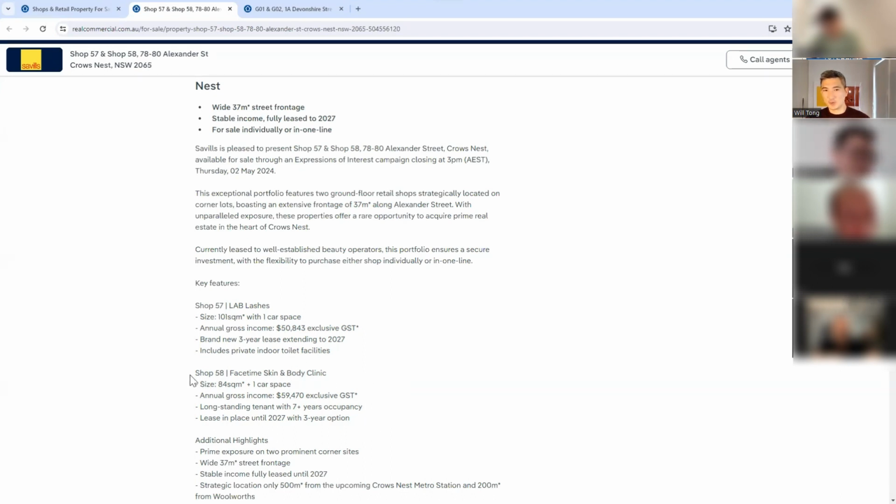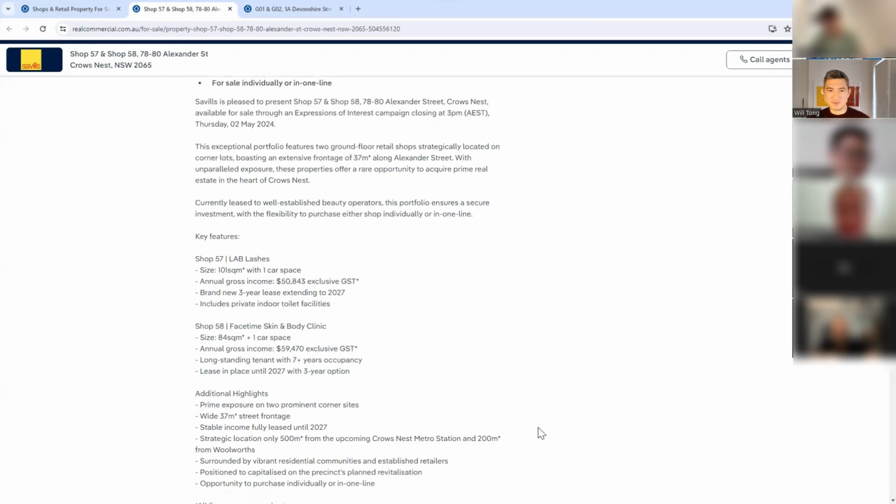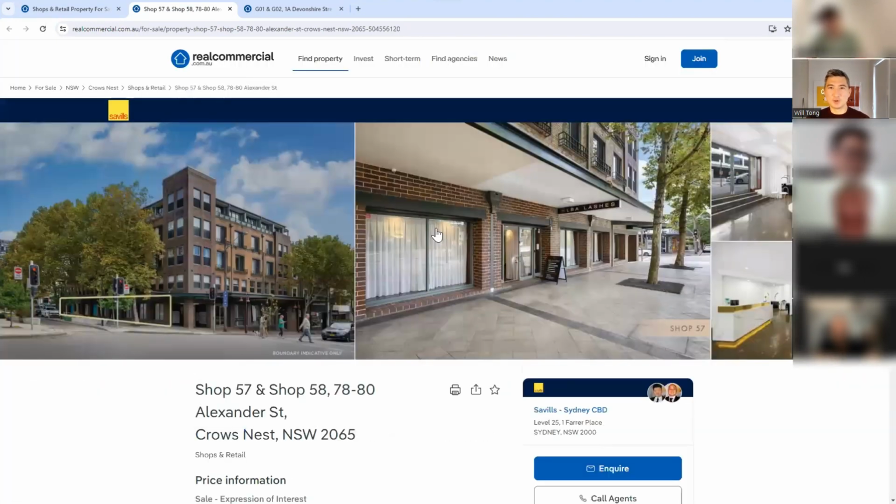You won't be able to sell that to an owner occupier. This would just go to an investor. This one here doesn't say it has an option, so maybe this one could go to an owner occupier. I'm not sure, but overall, it doesn't look that attractive to me. It's got a long WALE. You can't really sell to an owner occupier unless you buy it really cheap. But I don't think you'll be able to do that. So this one's not attractive for me.